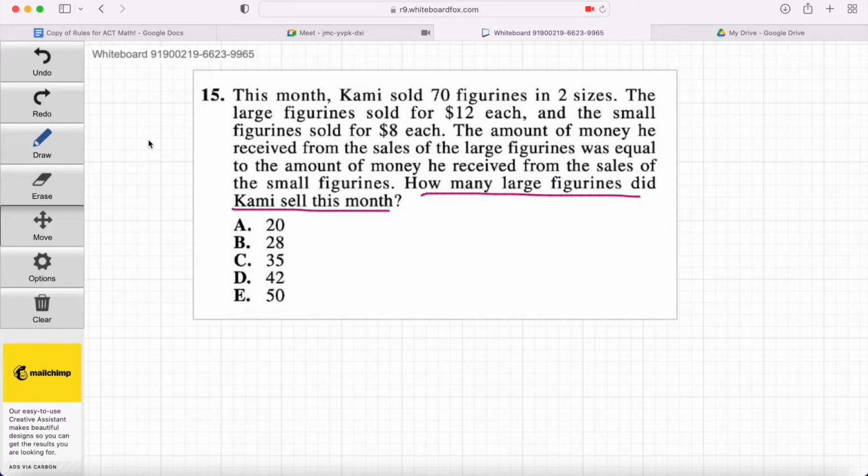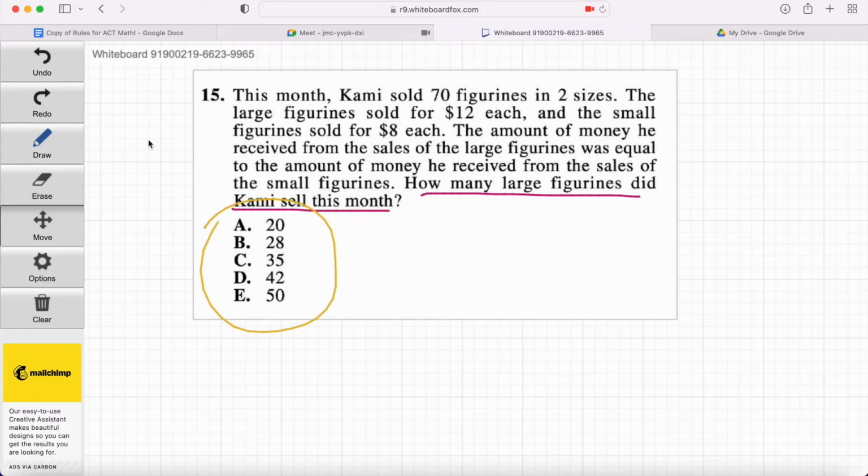But if we really focus in on the question, how many large figurines did Cami sell? We've got 5 possible answer choices. It's 20, 28, 35, 42, or 50. We can just test these answer choices. Well, no, I don't think we even need to set up an equation.